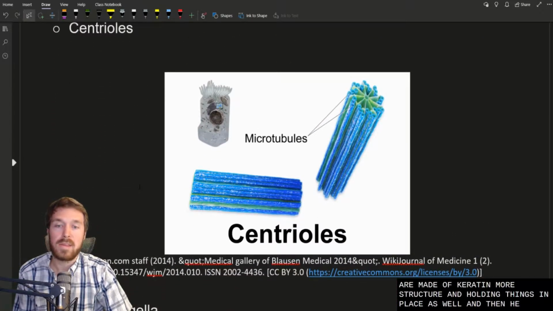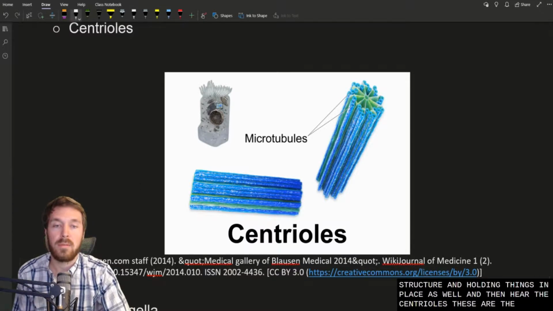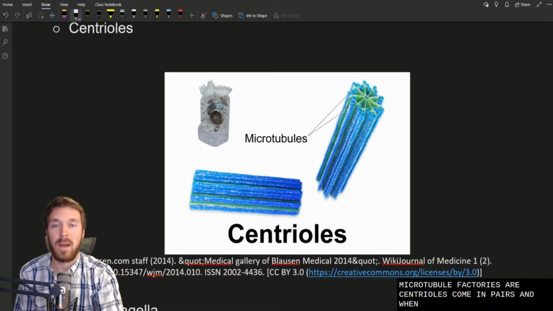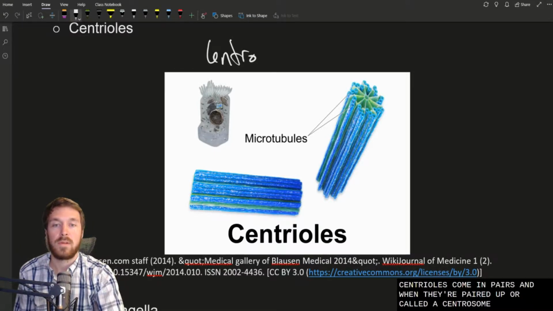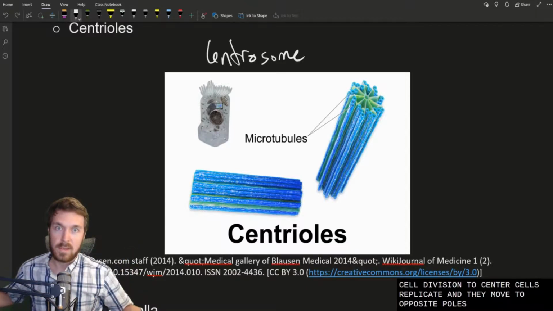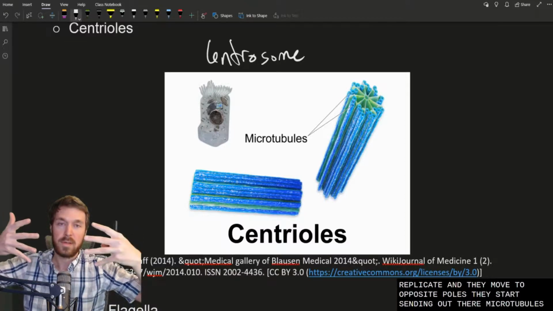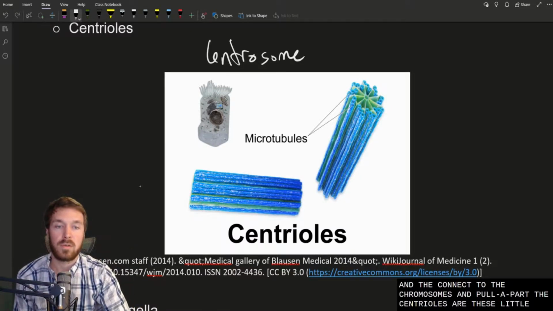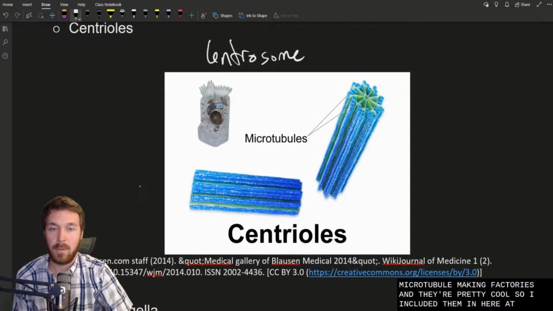And then here, the centrioles. These are the little microtubule factories. Centrioles come in pairs, and when they're paired up, they're called a centrosome. During cell division, the centrosomes replicate, and they move to opposite poles. They start sending out their microtubules, and they connect to the chromosomes and pull apart. So centrioles are these little microtubule-making factories, and they're pretty cool, so I included them in here as well.